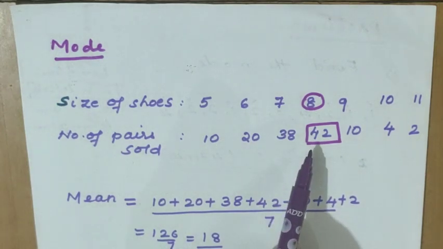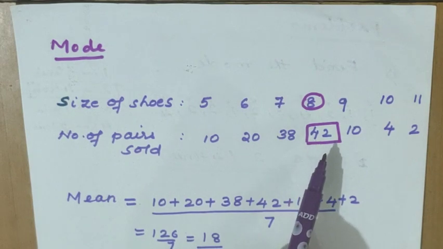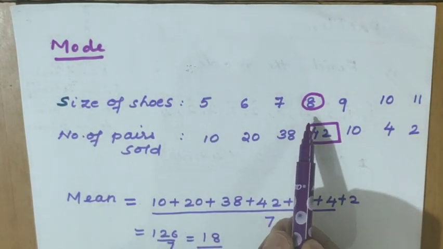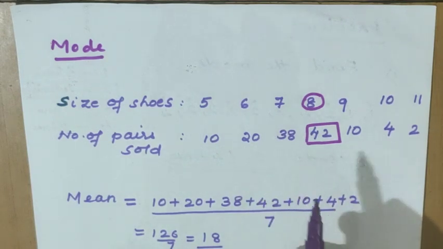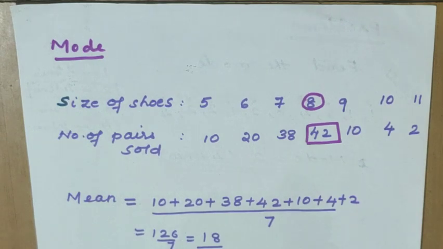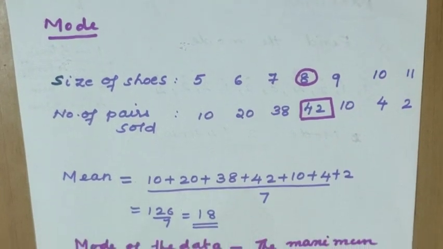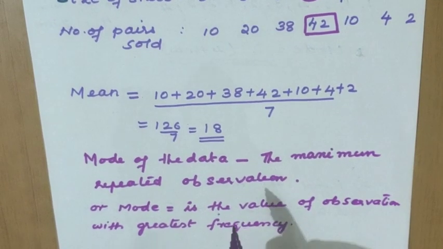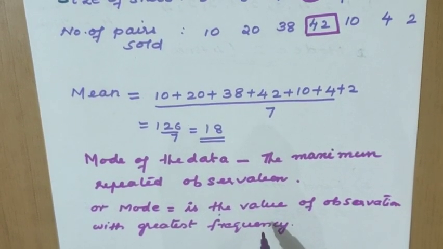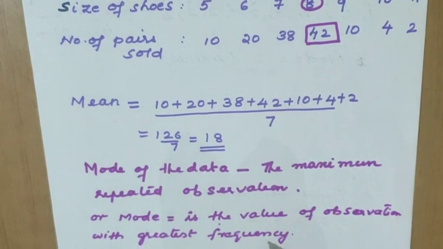So here 42 is the highest frequency. Correspondingly, which size is that one? 8. So 8 is the mode of this data, right? Mode of the data means the maximum repeated observation, or the value of observation with the greatest frequency. So which is the mode here? Size number 8 is the mode, because it has the highest frequency.